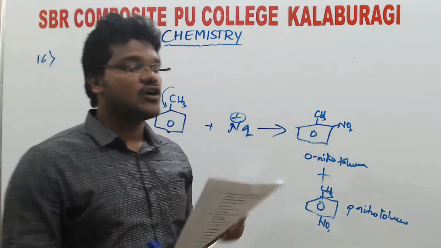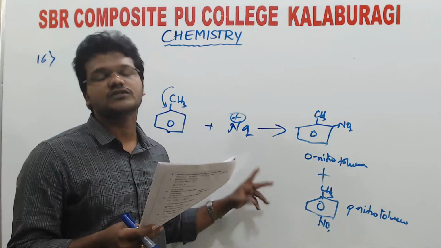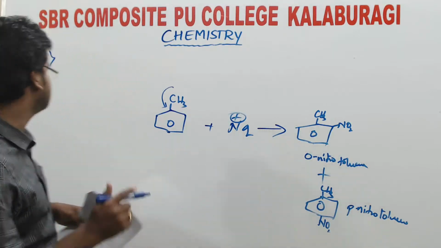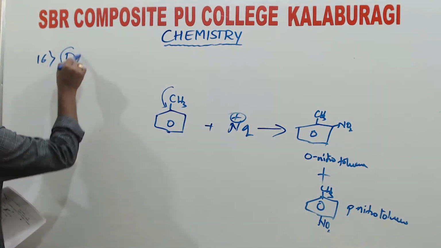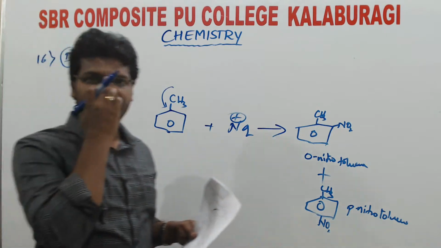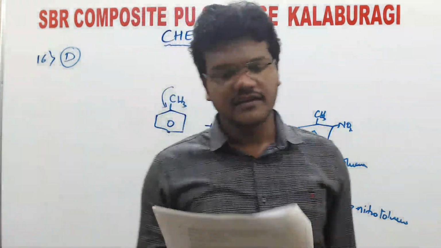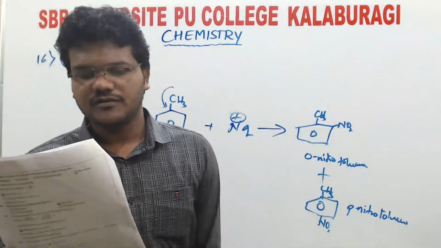Nitration of toluene takes place at both ortho and para positions. So for 16, it is my option D. Clear? Option D is the correct answer. So let's go for the 17th one.